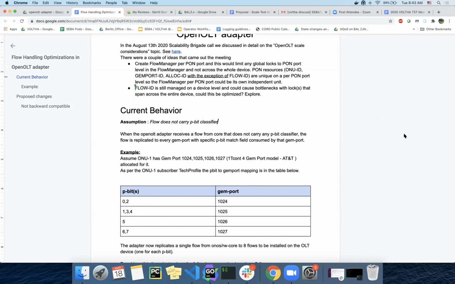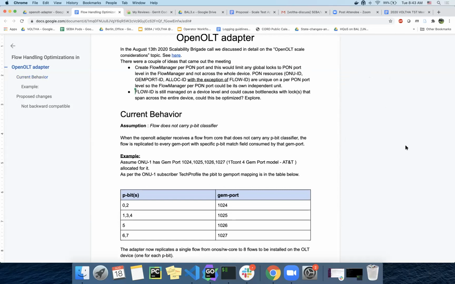Yes. But to try this out at scale, you're going to use BAL and you're going to use BBSIM, and BBSIM could do the flow replication, but the point is that it doesn't actually do data plane stuff. So you're only going to have the OpenOLT adapter changes in the BBSIM based environment. And that will definitely show you improvement because it's only doing whatever, 1/8 of the work, say. Yeah. So how do we determine if we're actually seeing improvement on real hardware then? That I don't know.